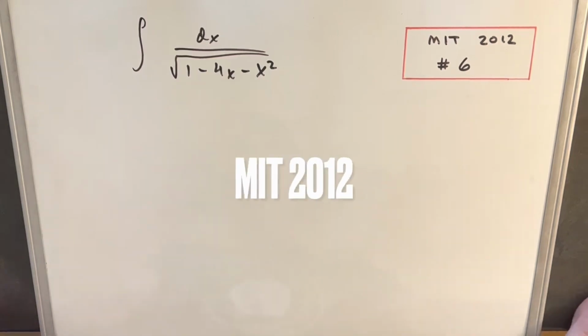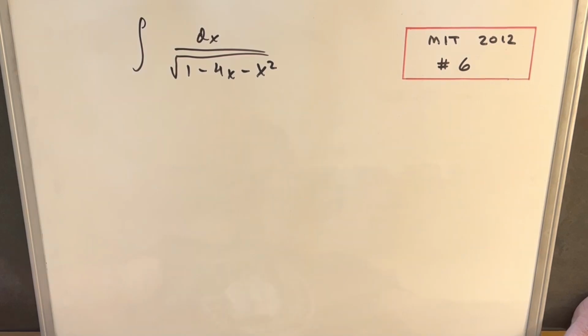Okay, it looks like today we have another integral. This one's from MIT 2012, problem number 6. We have the integral of dx over the square root of 1 minus 4x minus x squared. Not a lot of reason here to look around for different methods.